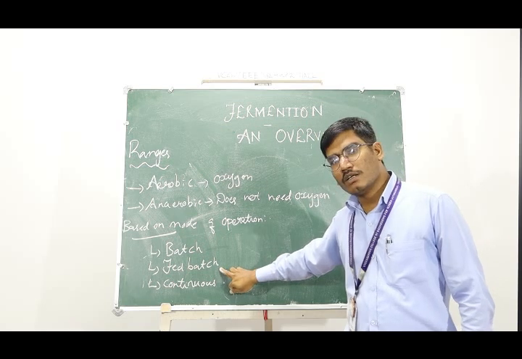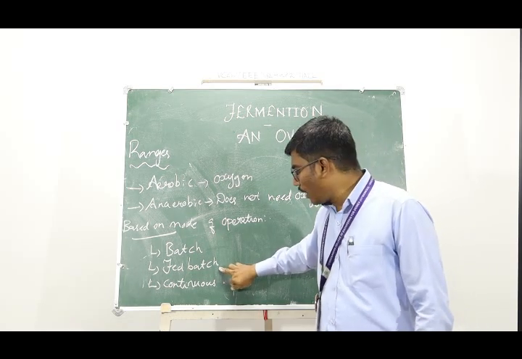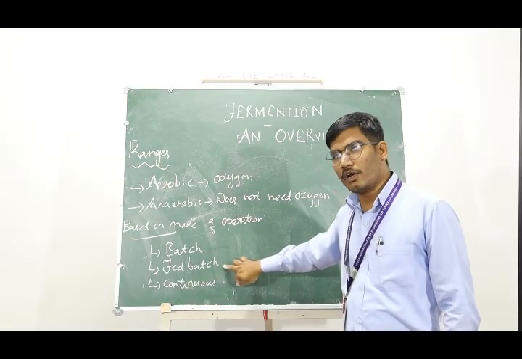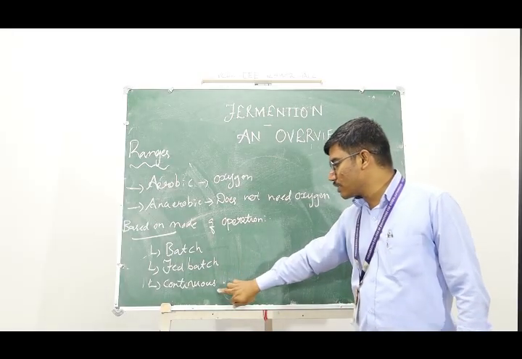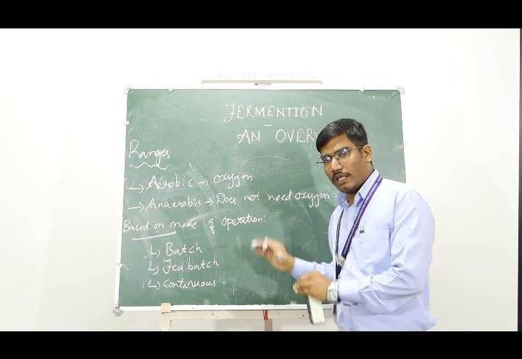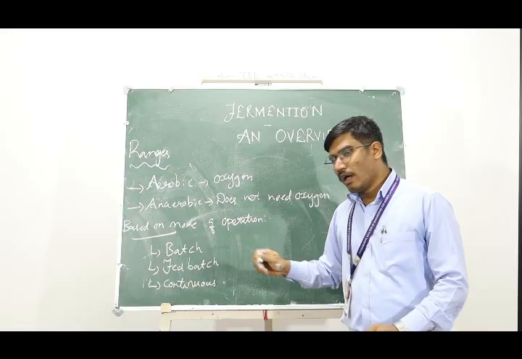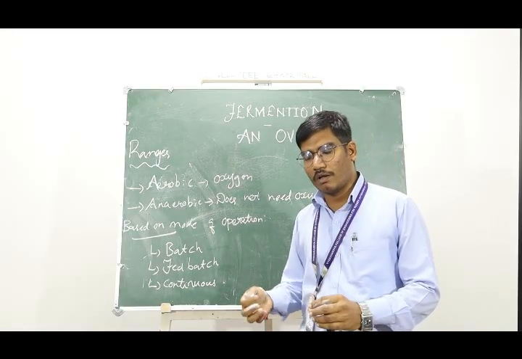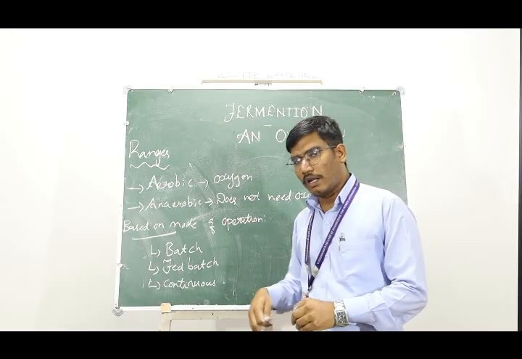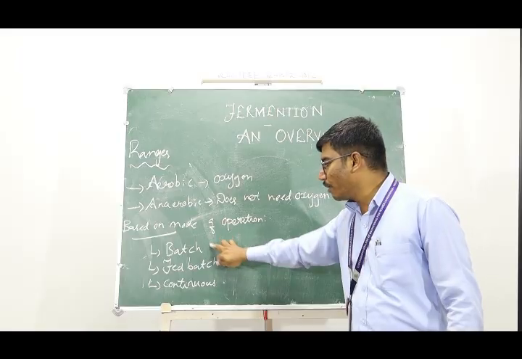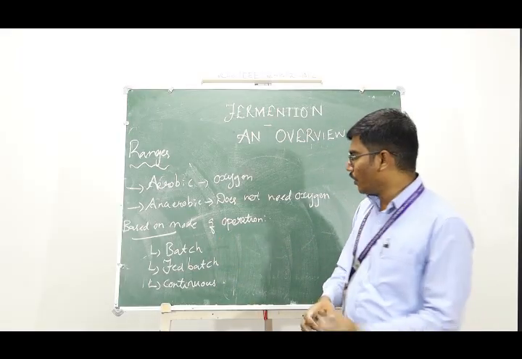In case of fed batch, we prepare the media, and here intermittent substrate addition is carried out. Whereas in the continuous, we add the substrate and collect the product simultaneously, and the utilized substrates, cells or the products are collected simultaneously. So that is the main difference between batch, fed batch and continuous.